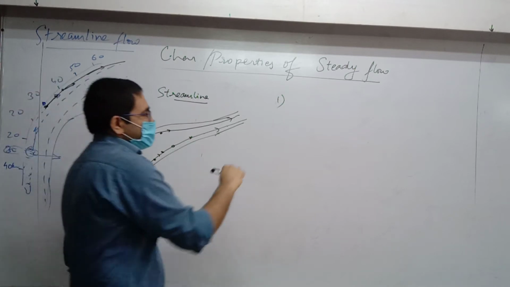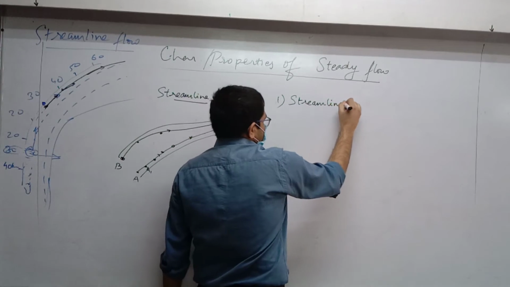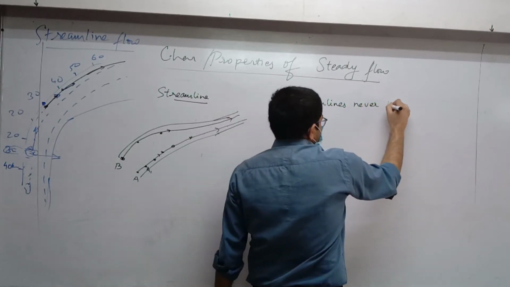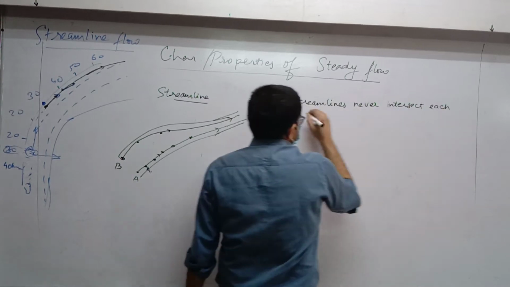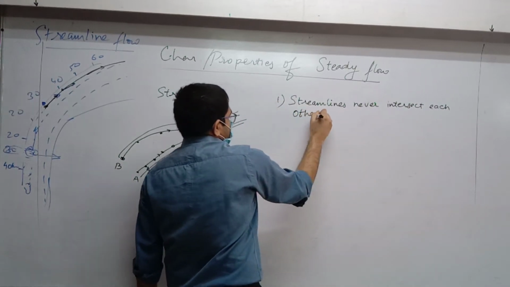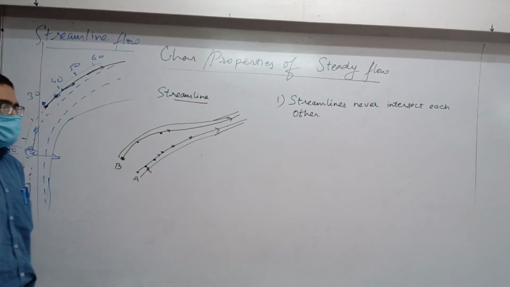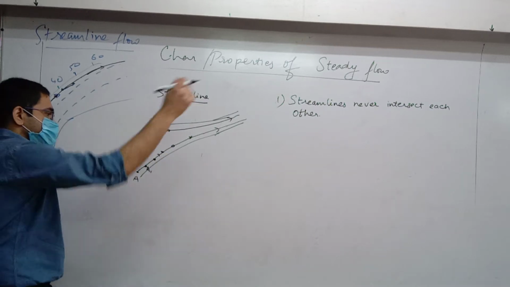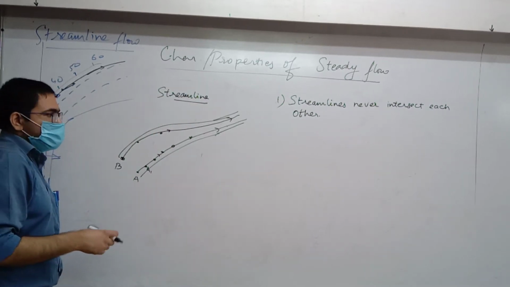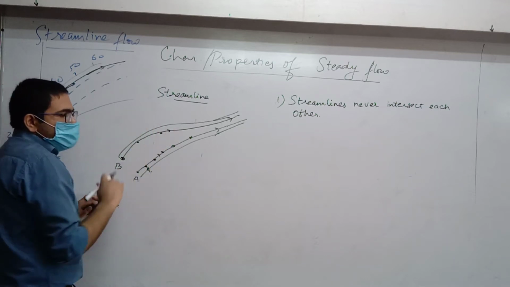Number one is that streamlines never intersect each other. Very simple, still extremely useful. Streamlines never intersect each other. Okay.